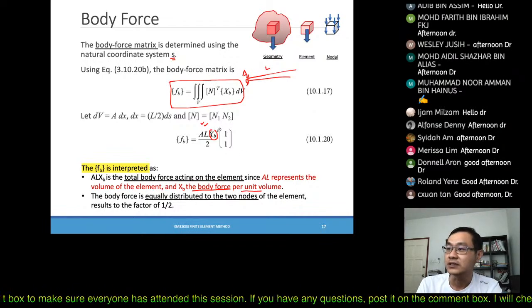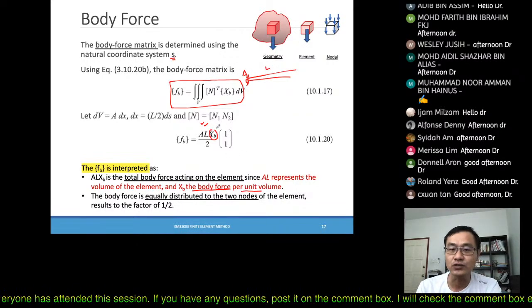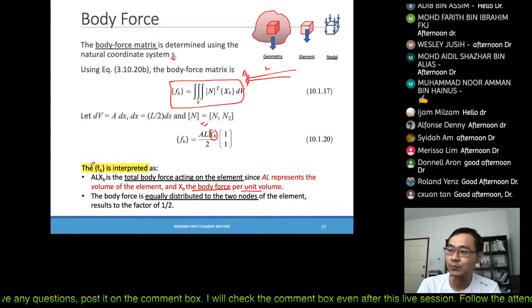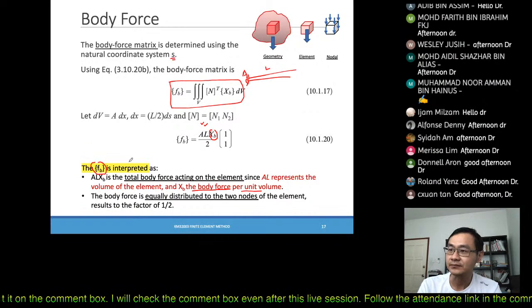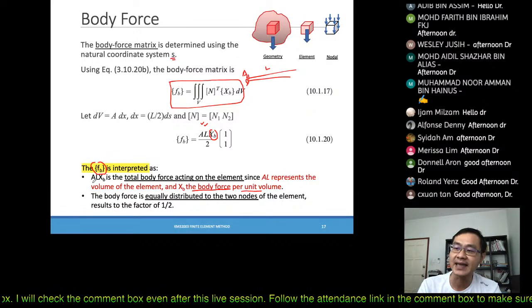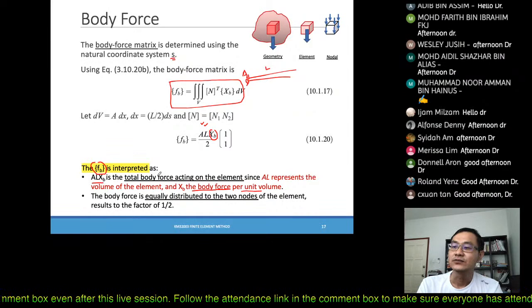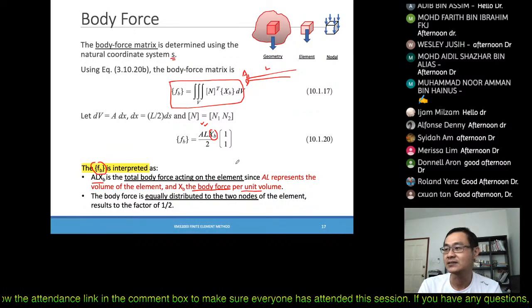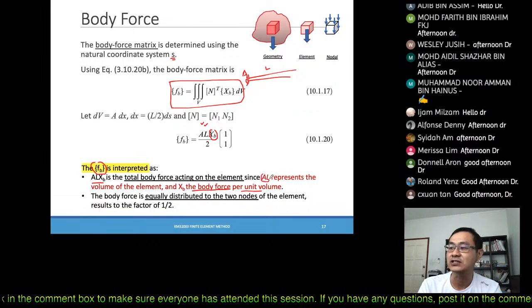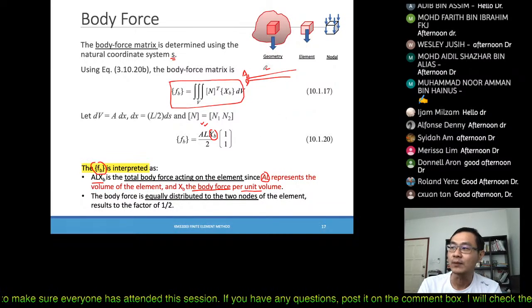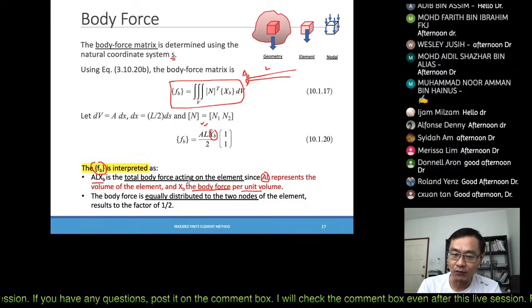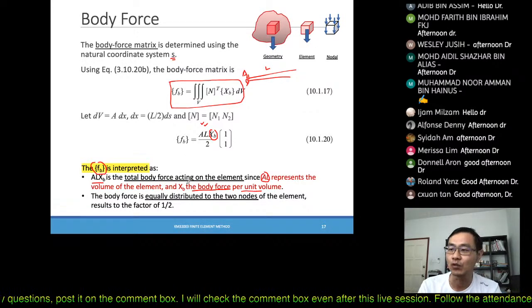So this parameter depends on those things. Then divide by 2. We will interpret this body force as the ALXB representing the total body force acting on the element. Since A multiplied by L is the volume, the whole volume of the bar itself, multiplied by our defined body force per unit volume.